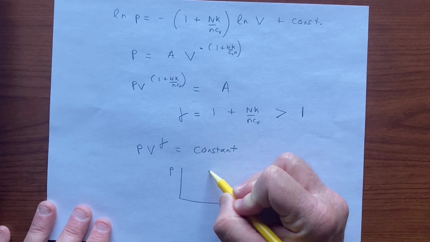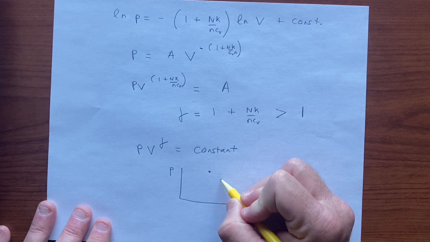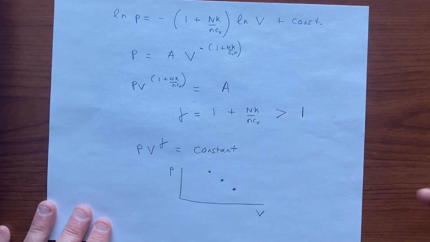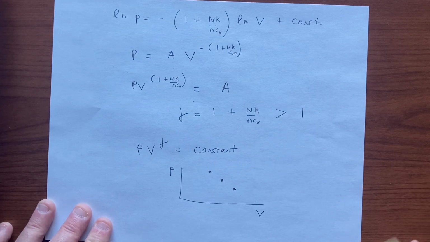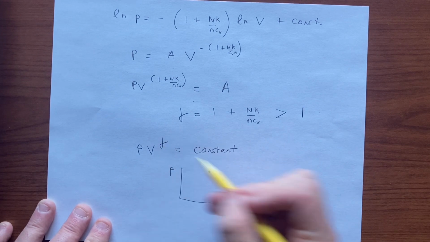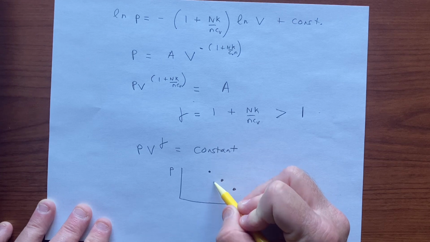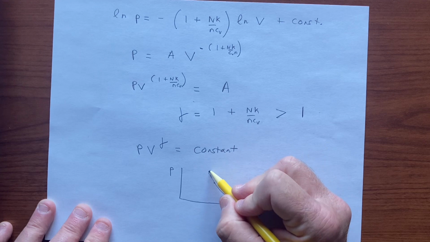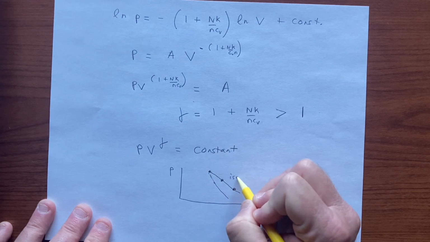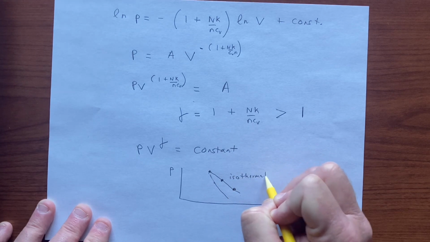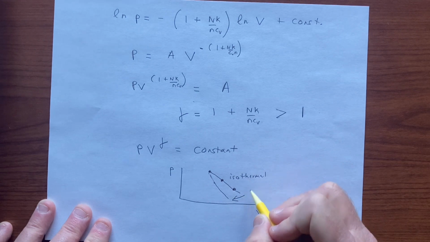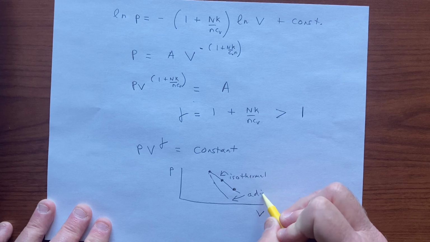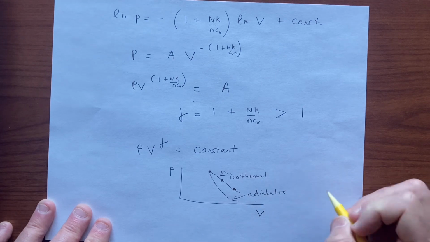The isothermal process has some value of P, then P is decreasing, V must be increasing, something like that. And because of this factor, gamma is greater than 1, we will be lower, right? So we'll have a curve that's lower. So this path is an isothermal path, and this path is an adiabatic path.